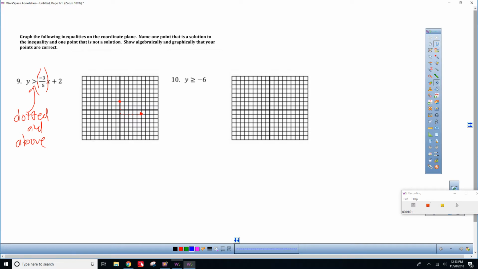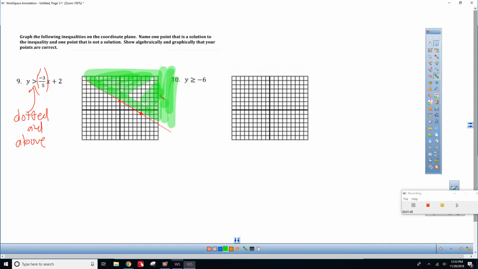Let's change that to a red line. Here, go back to there, and there. Okay, we want to shade above it. So, all of those points work.